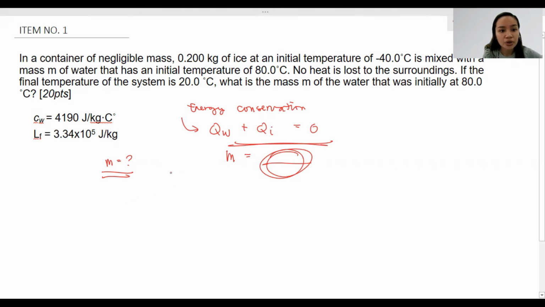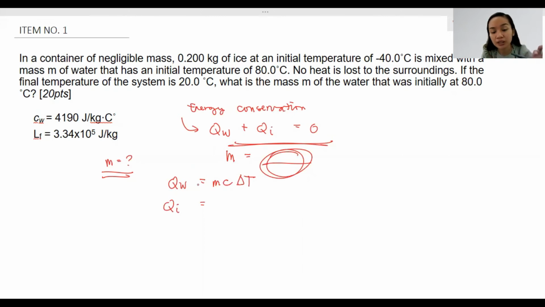So for Q water, since hindi naman tayo nag-change ng phase for water, yung initial natin na tubig at the final temperature of the system, which is 20 degrees Celsius, tubig pa rin siya. So wala siyang phase change na pinagdaanan. So you will use the MC delta T. Now for Q ice naman, you will expect that your ice from negative 40 degrees Celsius to 20 degrees Celsius will also turn into water, kasi na-pass through niya na yung phase niya, that is from solid to liquid.